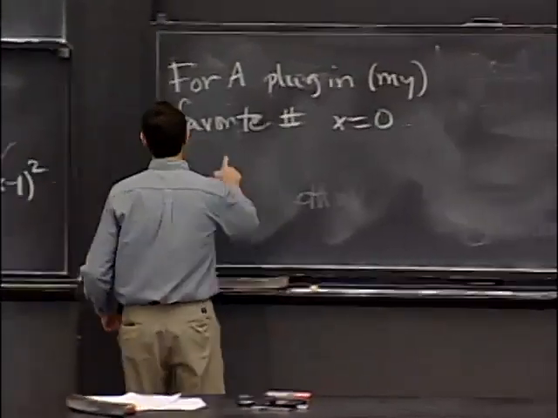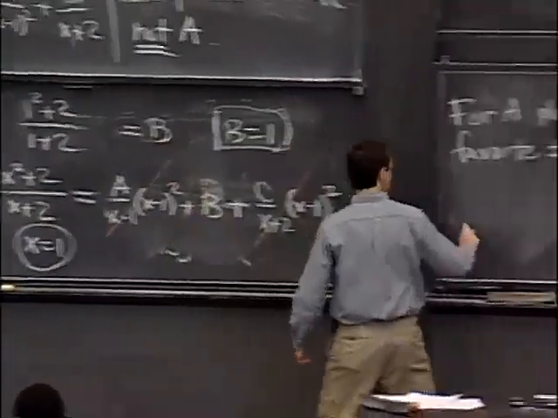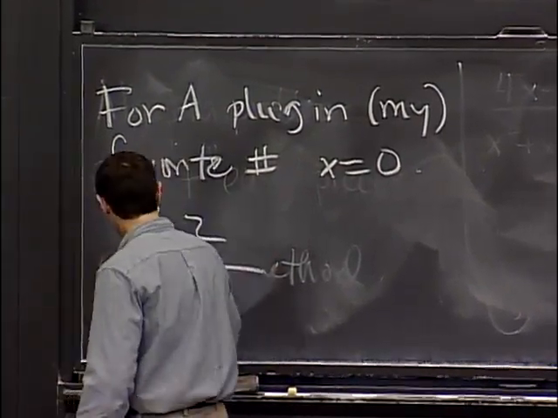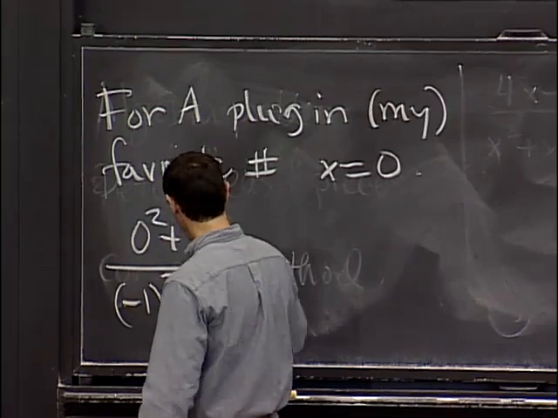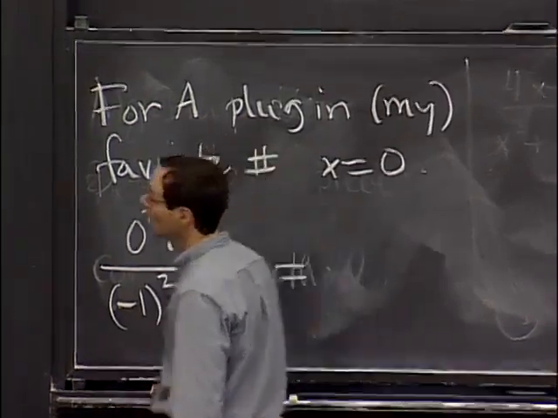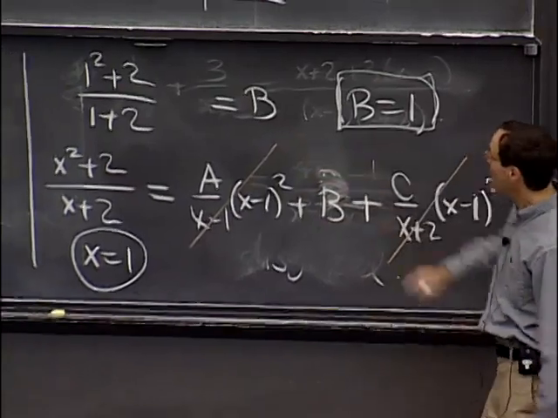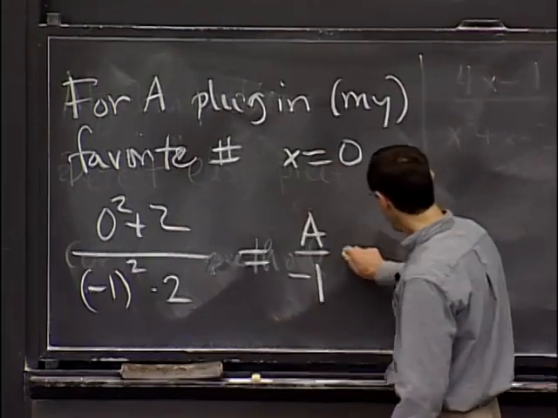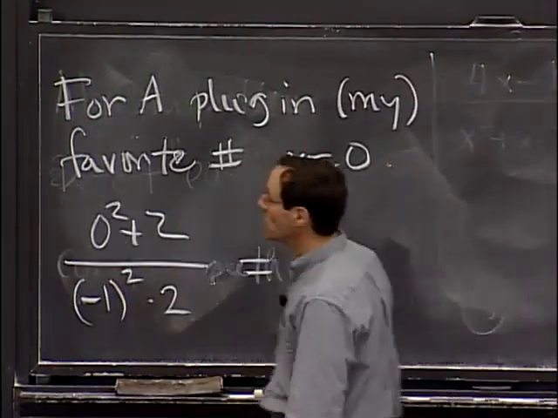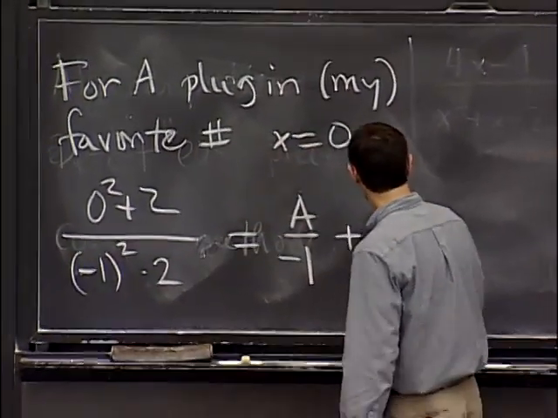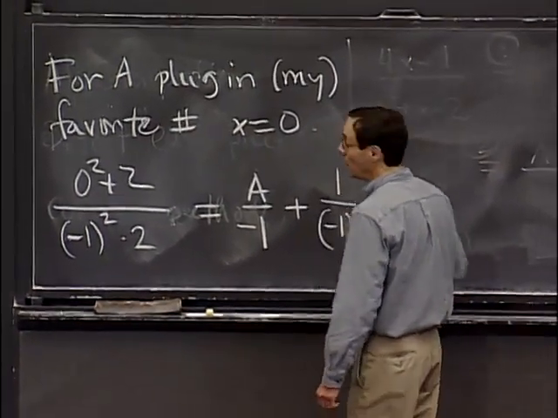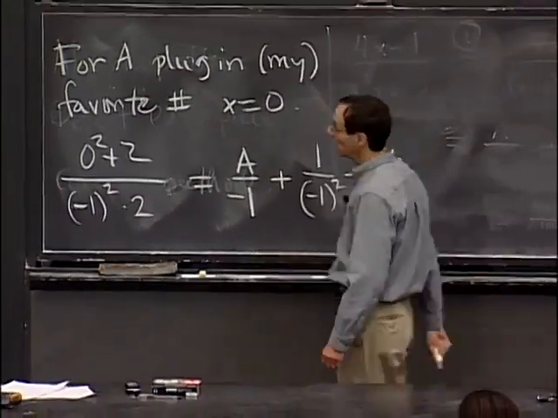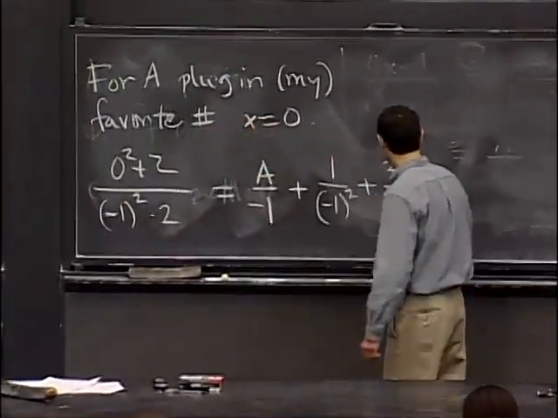I'm going to plug in now x equals 0 into the equation. What do I get? I get 0 squared plus 2 divided by minus 1 squared times 2 is equal to, let's see, a is the thing that I don't know, so it's a over negative 1 plus b over x minus 1 squared, so b is 1, so that's 1 over minus 1 squared. And then c was 2/3, 2/3 over x plus 2, so that's 0 plus 2.